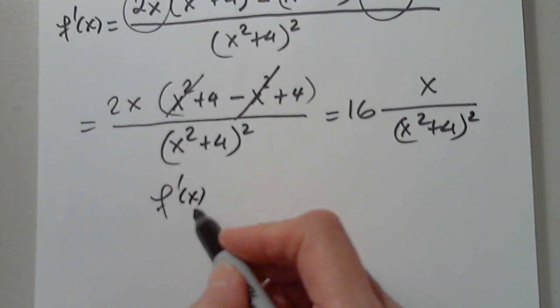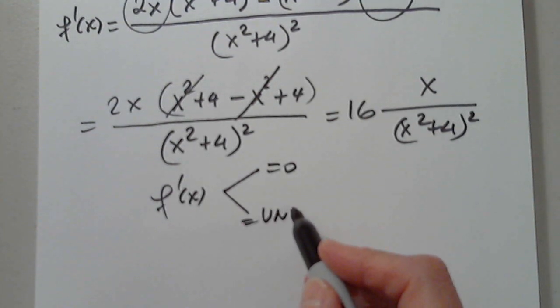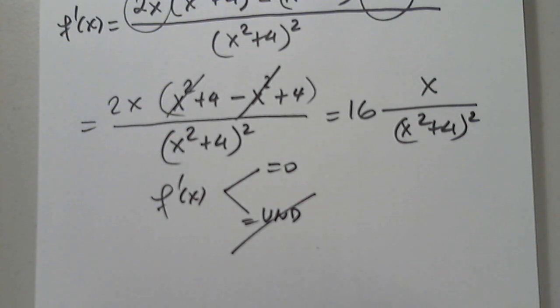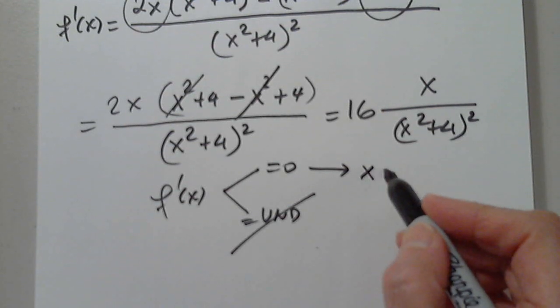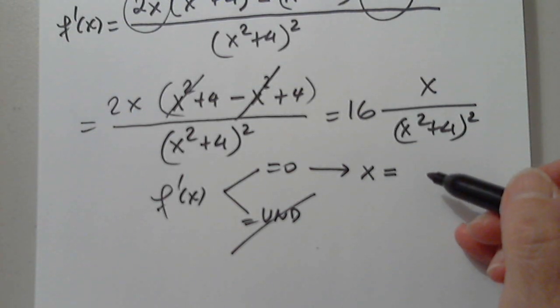f prime, either 0 or undefined. This is always defined. None in this case. But when is this fraction 0? When x is? Anyone, please?